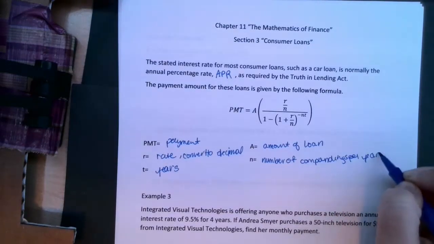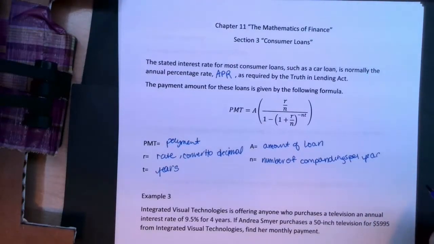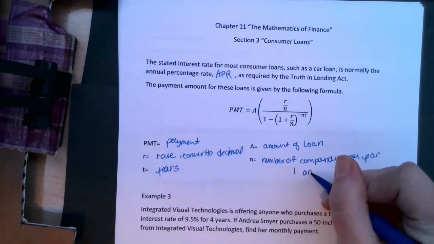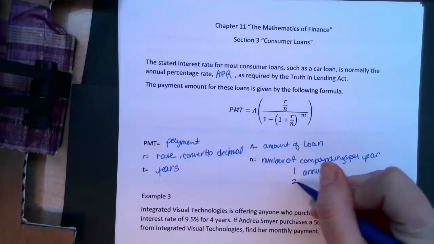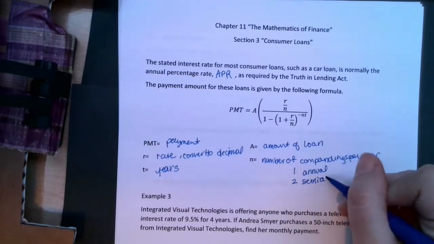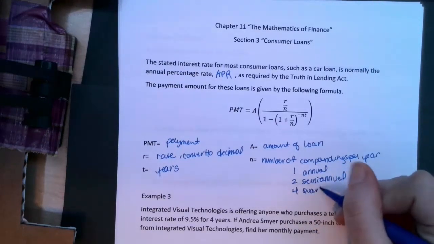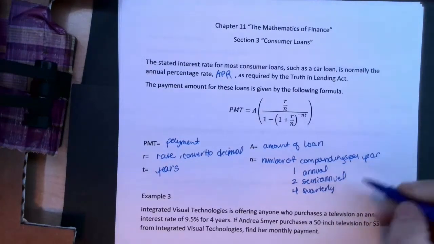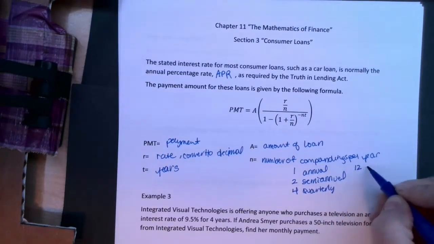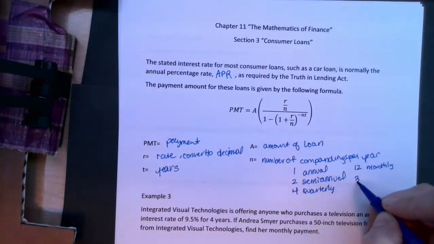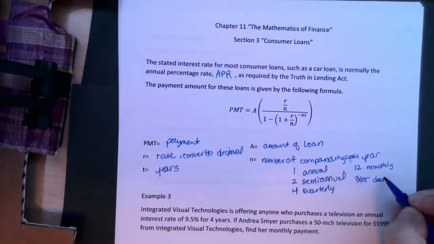Now that usually falls into a couple of different categories. If it's once a year, it's an annual rate. If it's twice a year, it's called semi-annual. If it's quarterly, that would be 4 times a year. 12 times a year would be monthly, because there are 12 months. And if you have 365, that would be daily.